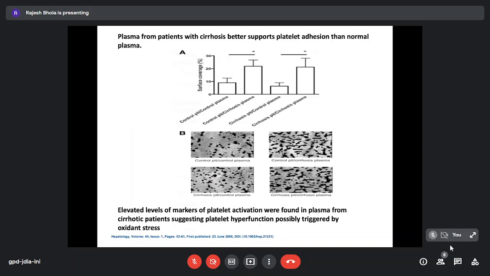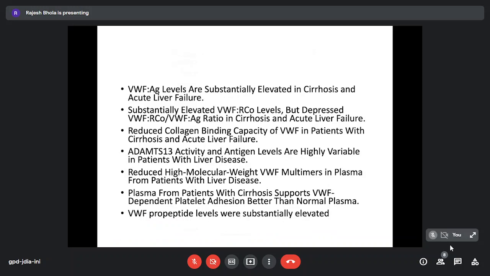And why are the platelets hyperfunctional in cirrhosis? Possibly it is triggered by oxidant stress. What other things do we observe in patients with chronic liver disease? The von Willebrand factor antigen levels are substantially elevated in cirrhosis and acute liver failure. Second, there is a substantial elevation of the von Willebrand factor ristocetin cofactor levels, meaning von Willebrand factor activity levels, but there is a depressed von Willebrand ristocetin cofactor to antigen ratio. Third, there is a reduced collagen binding capacity of von Willebrand factor in patients with cirrhosis or acute liver failure.